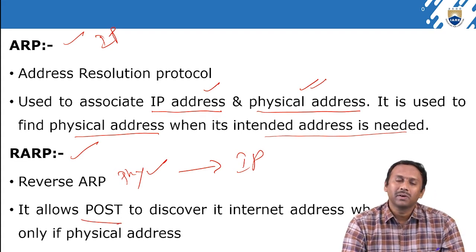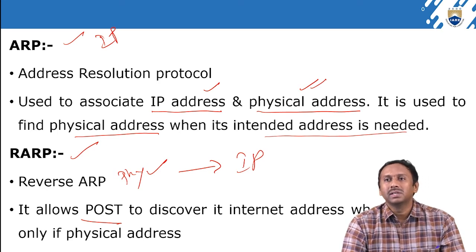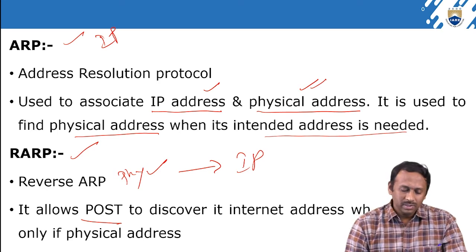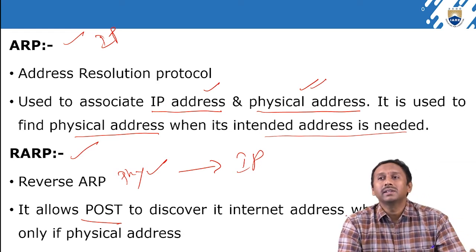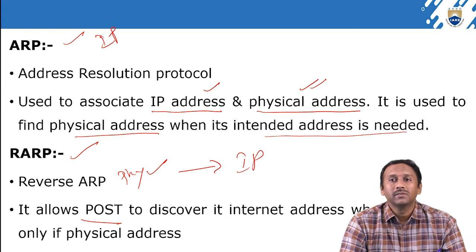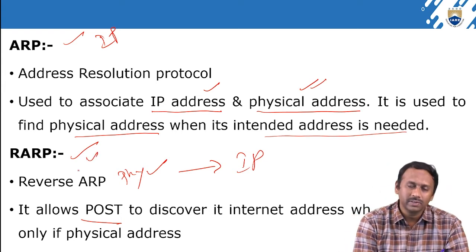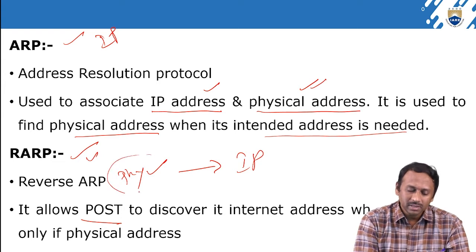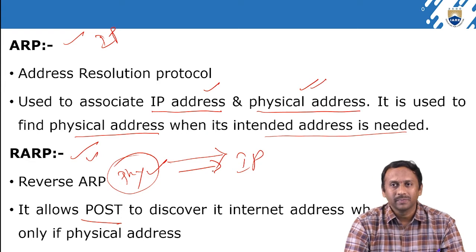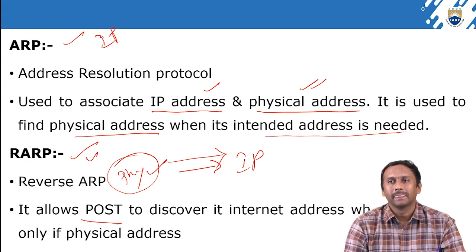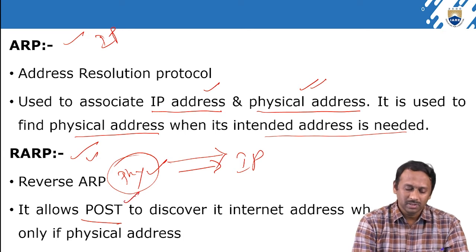POST stands for Power On Self Test. It allows the host to discover its internet address. That means whenever it has a physical address, based on this physical address it can identify its IP address, and this is possible through POST.